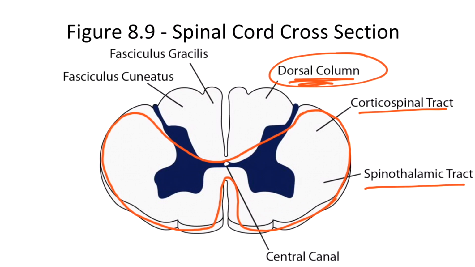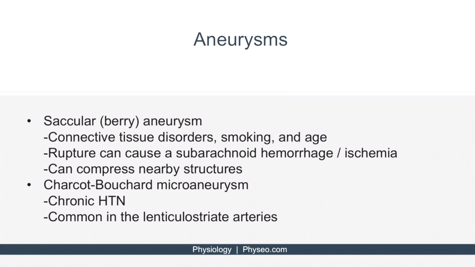Okay, let's move on to aneurysms. An aneurysm is simply a balloon-like dilatation of an artery. There are two types of aneurysms you need to be familiar with for step 1: saccular or Berry aneurysms and Charcot-Bouchard microaneurysms.